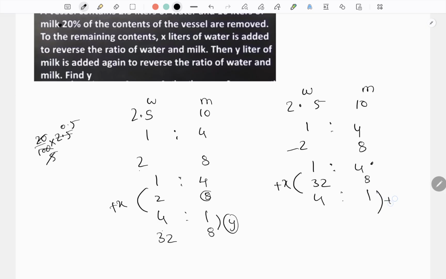Then y liters of milk is added, so that again the ratio is reversed, means it becomes 1 and it becomes 8. Now actually it should become 32. 32 how many times of 8? 4 times. The ratio should become 1:4. So if it is 32, this should become 4 times of that. 4 2s are 8, 4 3s are 12, 128. So y should be what? 128 liters. Means from 8 we added 120 liters.